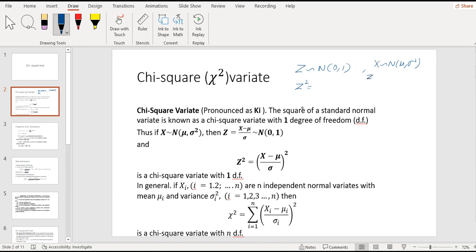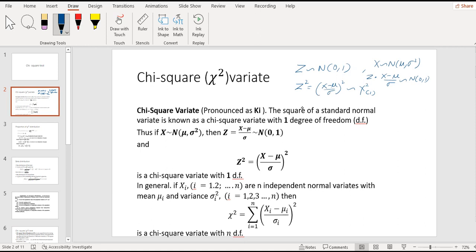Then z, which is a standard normal variate, is x minus mu upon sigma, and it will follow normal distribution with mean 0 and variance 1. Then the square of the standard normal variate, that is x minus mu upon sigma whole square, will follow chi-square distribution or chi-square variate with 1 degree of freedom. So the square of the standard normal variate is a chi-square variate with 1 degree of freedom.